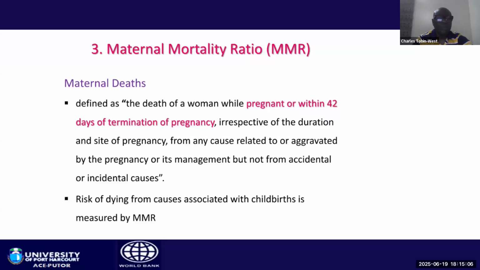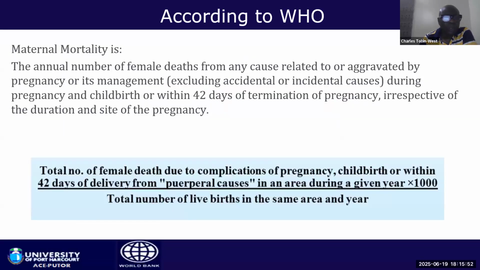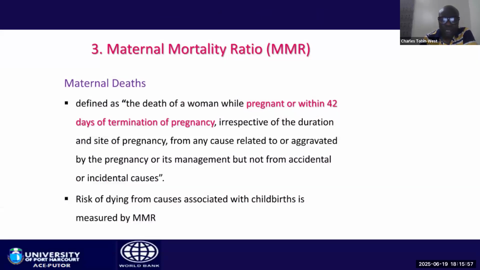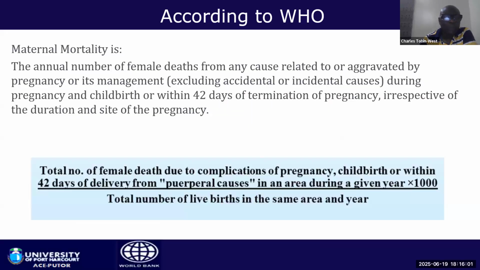Then you see maternal mortality ratio. It is defined as the deaths of women while pregnant or within 42 days of termination of pregnancy, irrespective of the duration and site of the pregnancy, from any cause related to or aggravated by pregnancy or its management, but not from accidental or incidental causes. So it is any death related to that pregnancy or conditions associated with it, not death from violence or accident. The risk of dying from causes associated with childbirth is measured by the maternal mortality ratio.